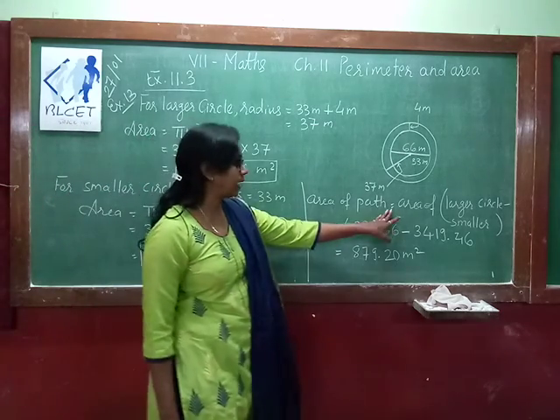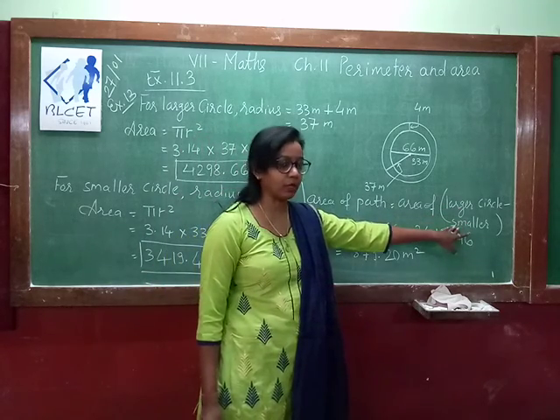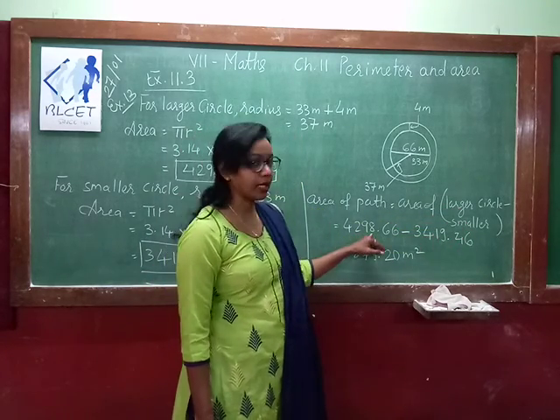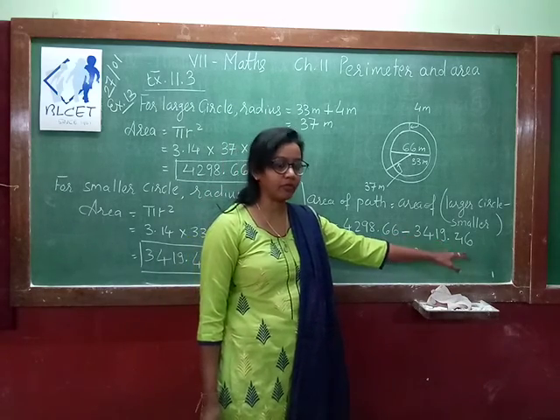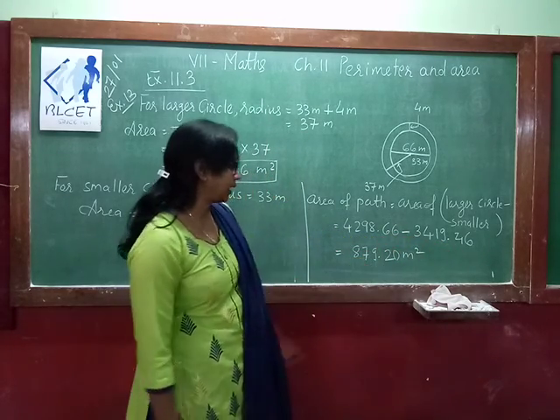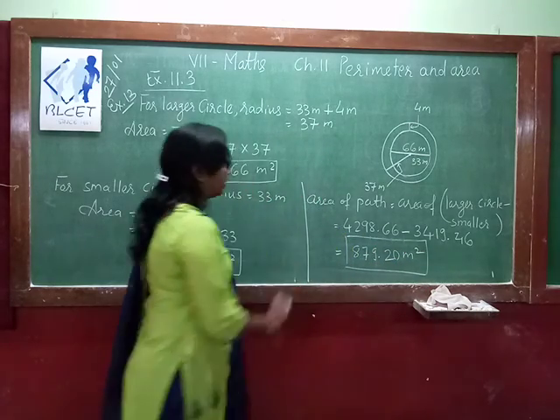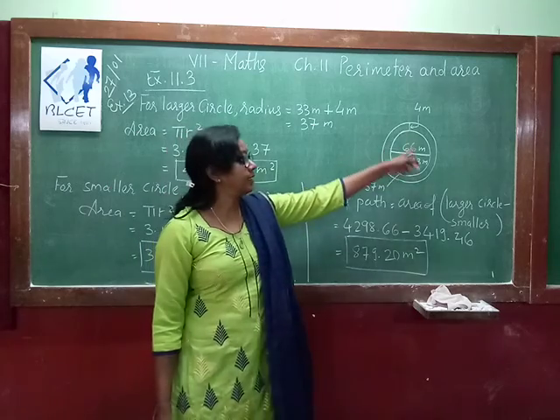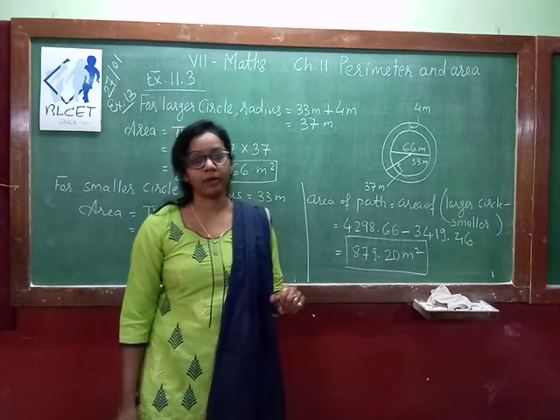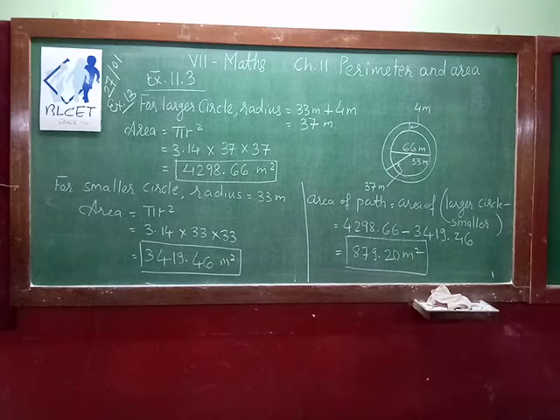Now area of the path is equal to what? Area of the larger circle minus the smaller one. So 4298.66 minus 3419.46. Do the subtraction, you will get the answer 879.20 meter square. This is the area of the path surrounding the flower bed. So this is all about question number 13. Move on to the next question.